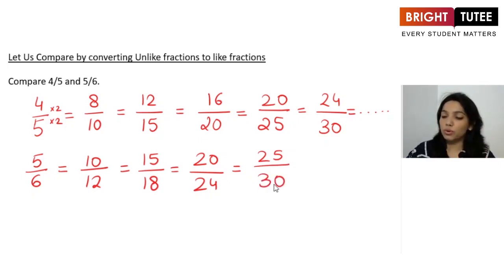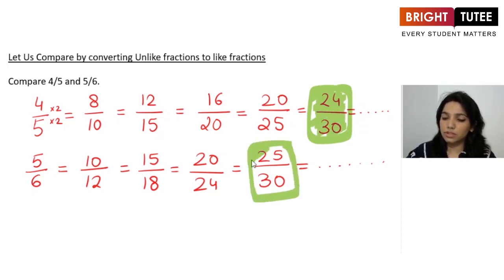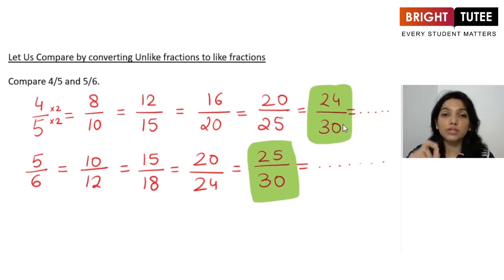Stop here. Though you can keep on working out further equivalent fractions, here I am asking you to stop for a reason. What I notice is that 24 over 30 and 25 over 30 are basically like fractions, as they have the same denominator. These two fractions are also equivalent to the given fractions, 4 over 5 and 5 over 6.